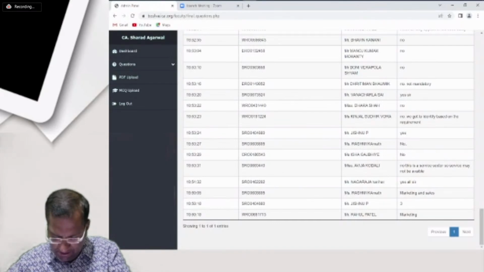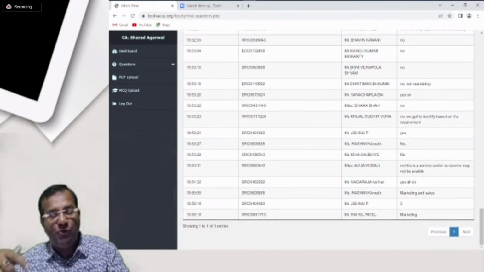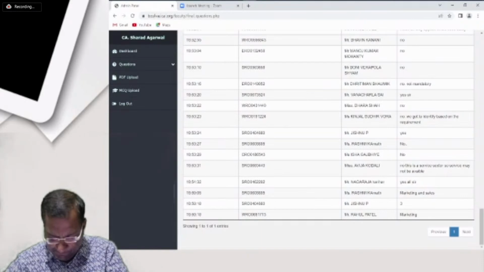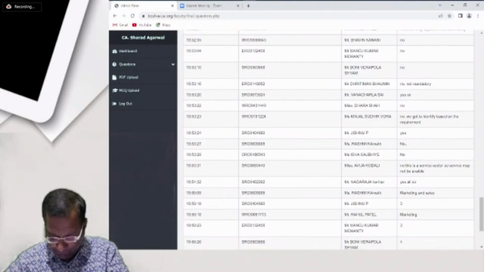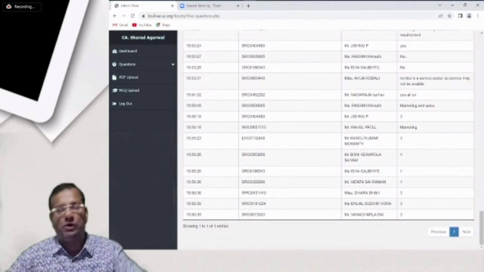Okay, Rashmi and Rahul have answered it's marketing, that is activity number 4, while Jishnu has answered activity number 3. What about the other students, beta? Just give me the answer number 1, 2, 3, 4, 5. It will save our time. Second para. Okay, it's a mix of 3rd and 4th.